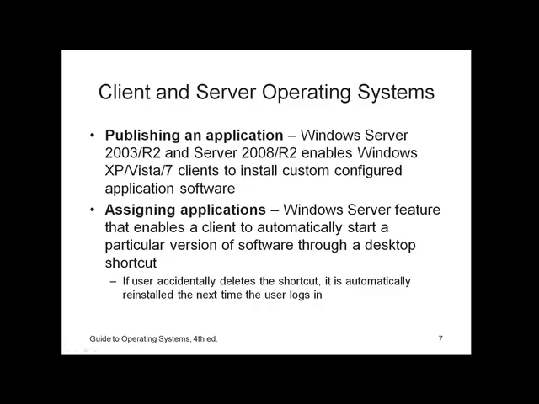I can also assign applications to specific users or groups within my network using Windows Server 2003 or Server 2008. When we talk about assigning applications, what we're basically saying is that we can enable a particular client or group of clients to automatically start a particular version of software through a desktop shortcut or by clicking on a particular file extension. The great thing about assigning applications is it's done at the server level, and that means that if a user for some reason accidentally deletes a shortcut, no problem. It's automatically reinstalled the next time the user logs in.